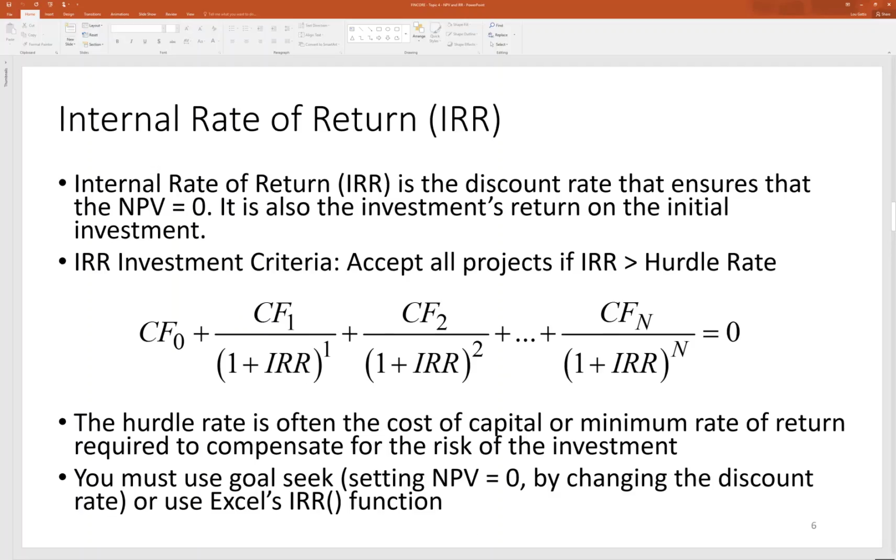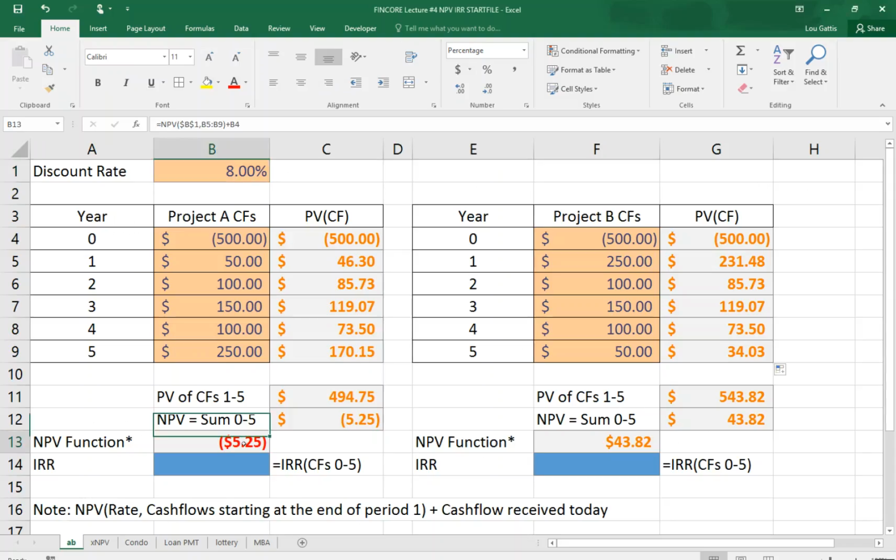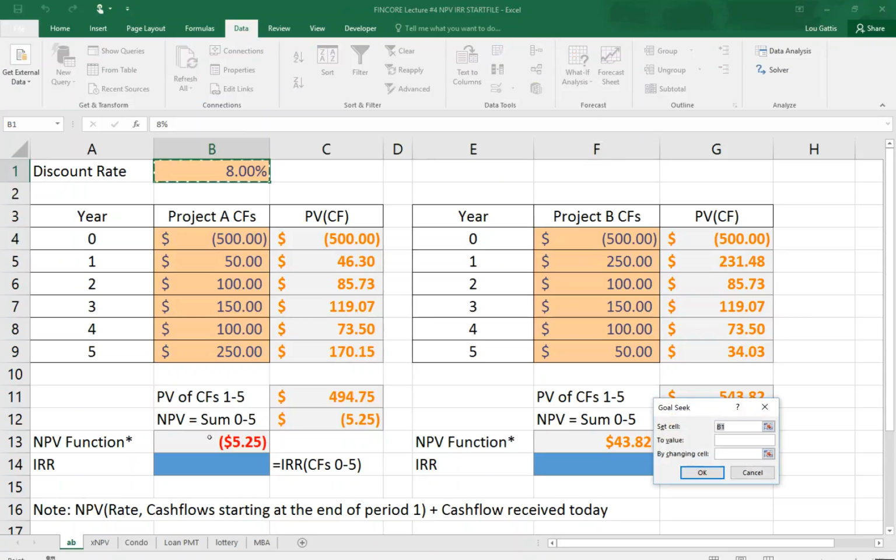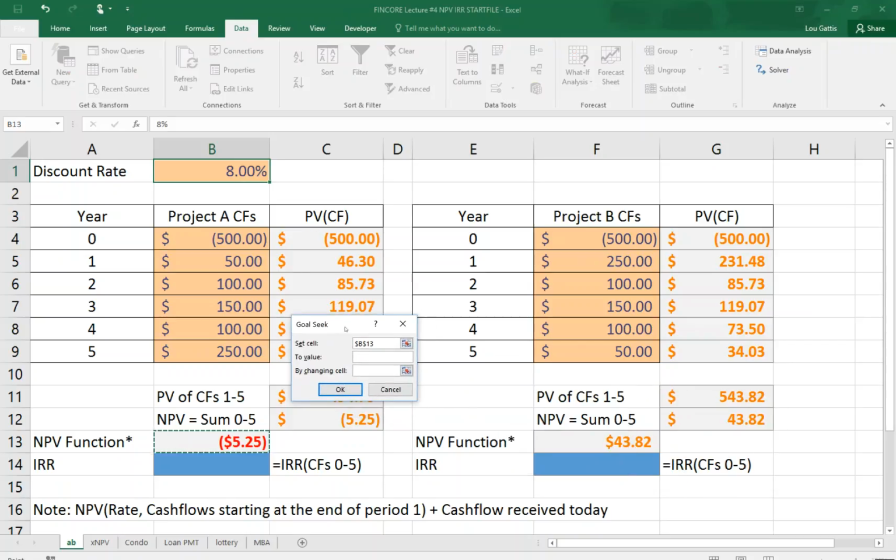So we can now go back to our Excel model. Now we could start by using goal seek. I could just say for project A here, I could say data, what if, goal seek. I could set the NPV to a value of 0 by changing the discount rate.